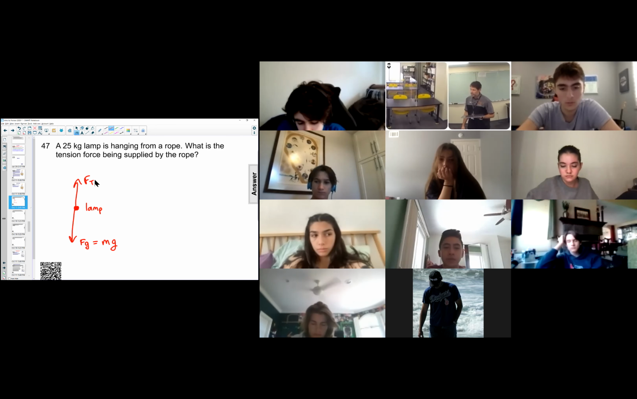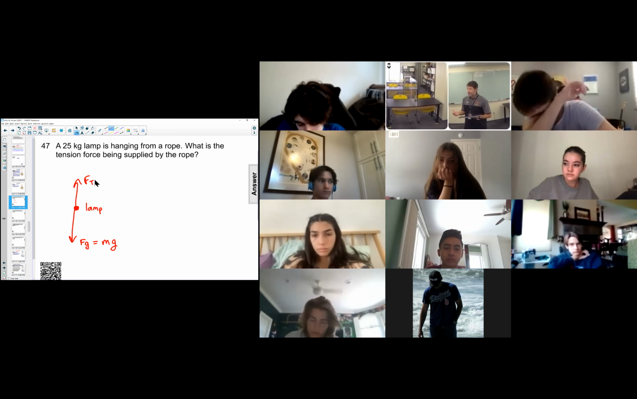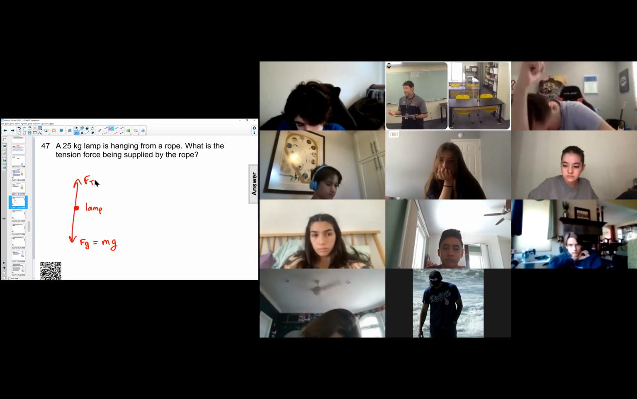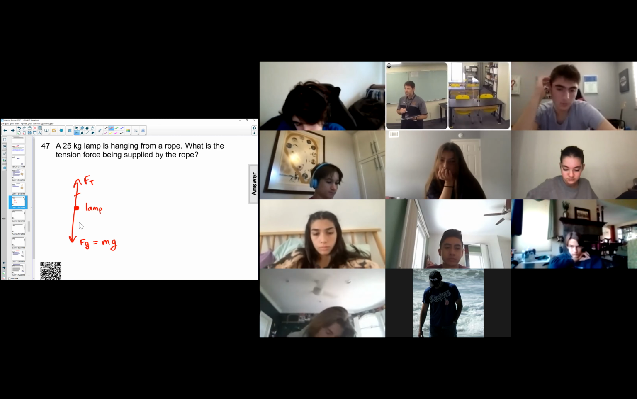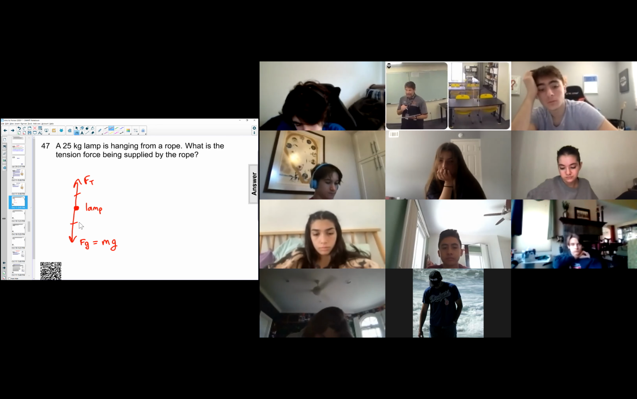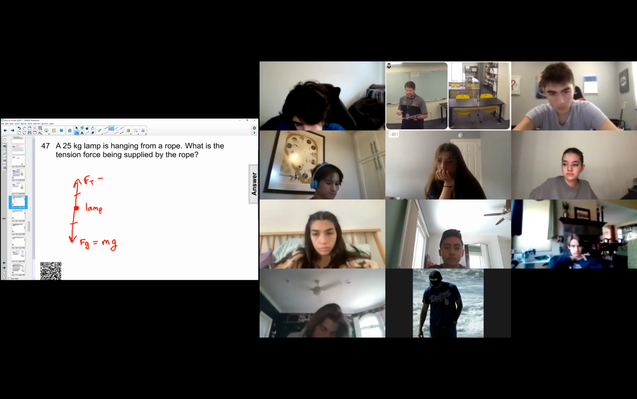Because the lamp is not accelerating. Okay, good. The lamp is not even moving, so it's not accelerating. If there's no acceleration, there's no net force. If there's no net force, the forces are balanced. So this tension force and this weight force must be congruent. So we can put little congruency markers on here to emphasize that. So if I can calculate the weight force, then that is the tension force, right? The tension force is the weight force. Make sense?